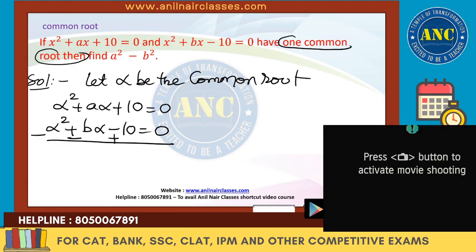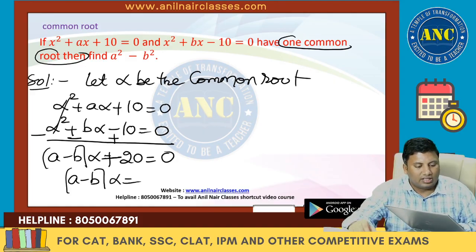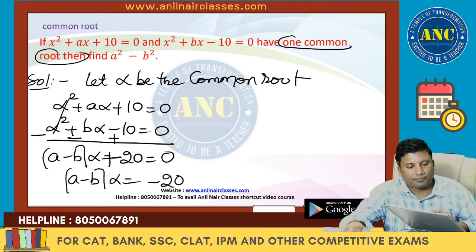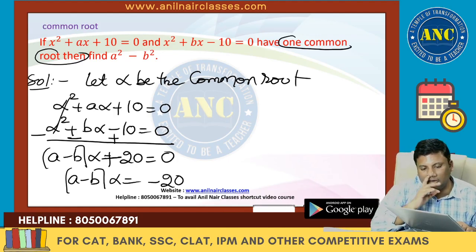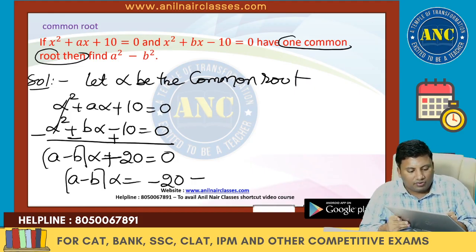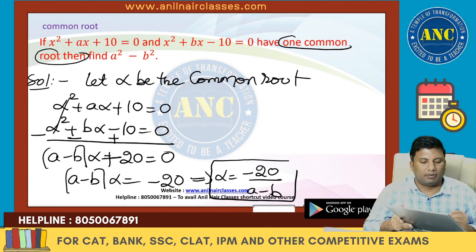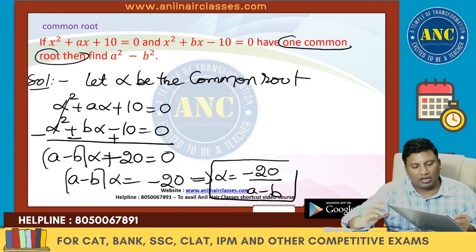Minus minus plus. These done. A minus B into alpha, it is nothing but 10 plus 10, 20. It is plus 20 equivalent to 0. A minus B into alpha, it is nothing but minus 20. A minus B alpha, we got it as minus 20. Alpha is nothing but minus 20 by A minus B.